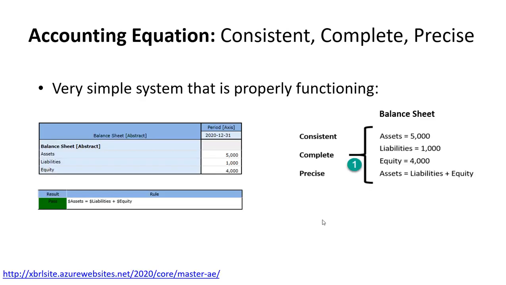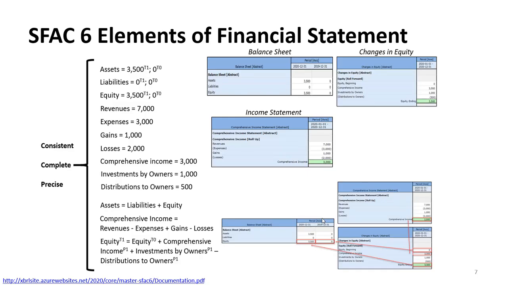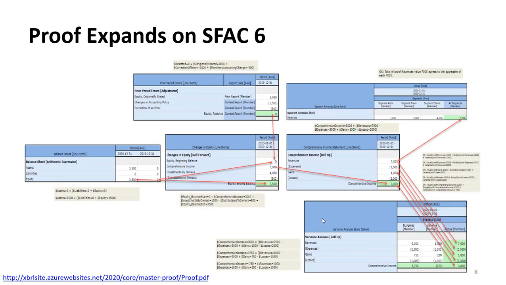So the accounting equation, I went over this in this video in the impediments section, what causes a report to be wrong. And I did the same thing for the SFAC 6 elements of a financial statement example, which is a little bit bigger and has some additional structures. So in this proof, I'm going to expand on the SFAC 6 example, and I'm going to go over this in the end, but basically you can see that everything is interconnected, and I can prove that it's interconnected correctly in this example that I created.